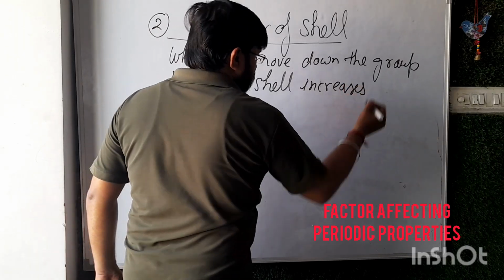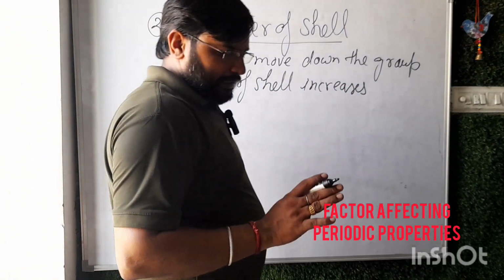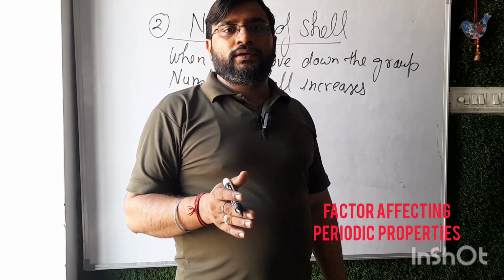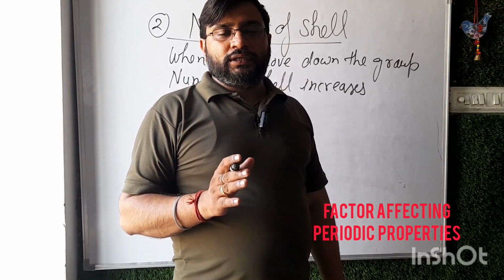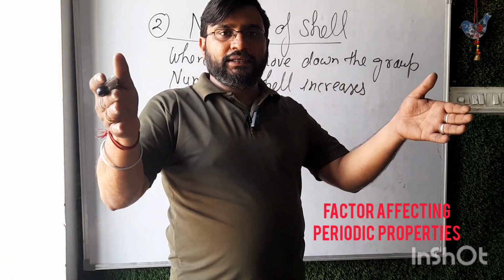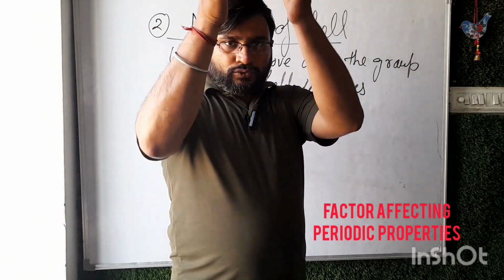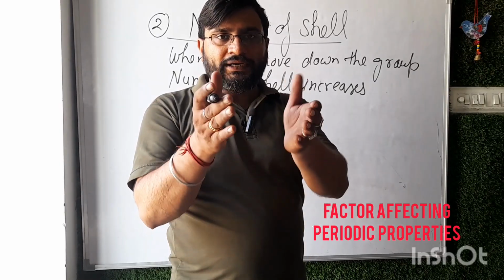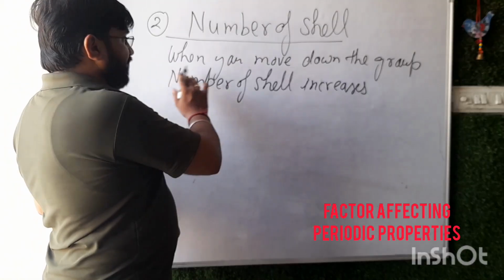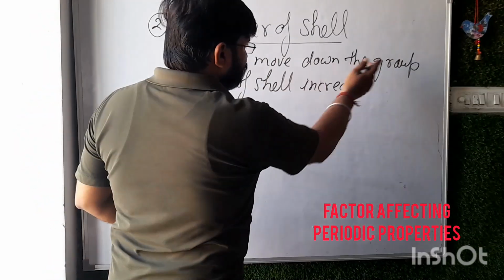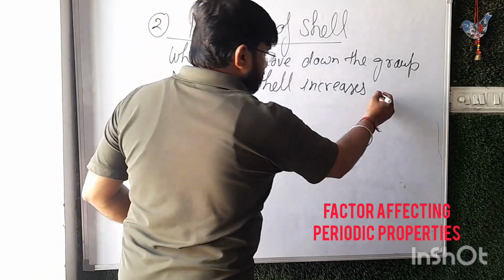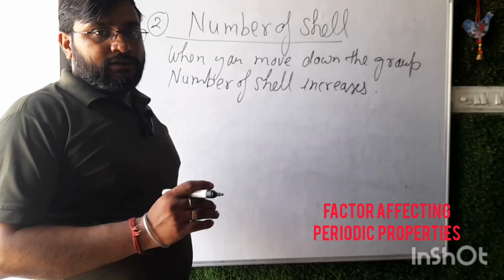We have also considered that the nuclear charge increases, but in the group the distance is the dominating factor. The distance increases, so the effect of nuclear charge decreases. So when you move down the group, the dominating factor is always the number of shells.